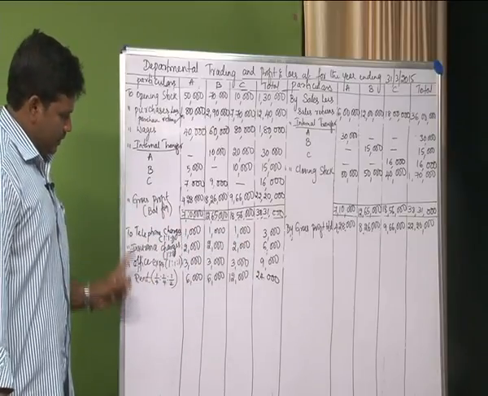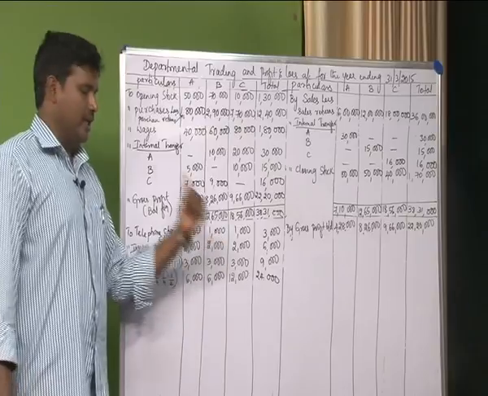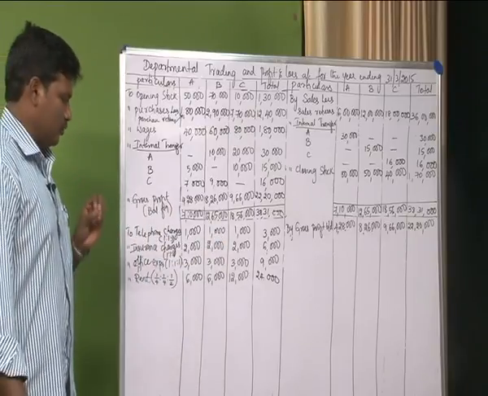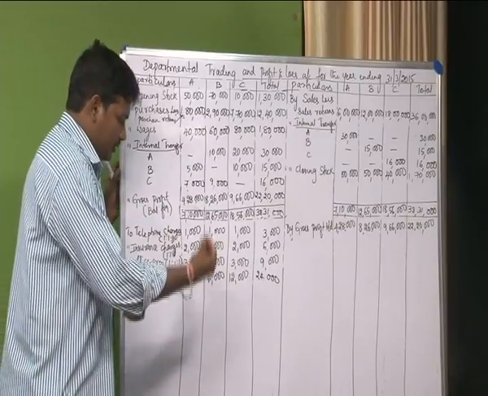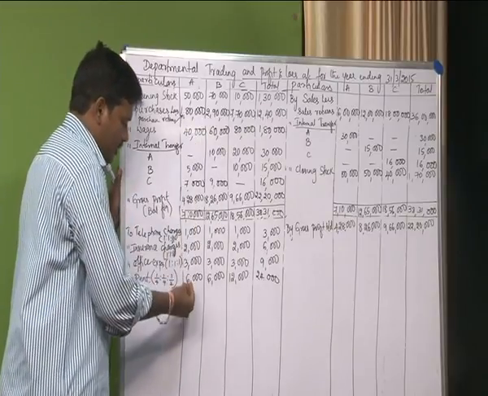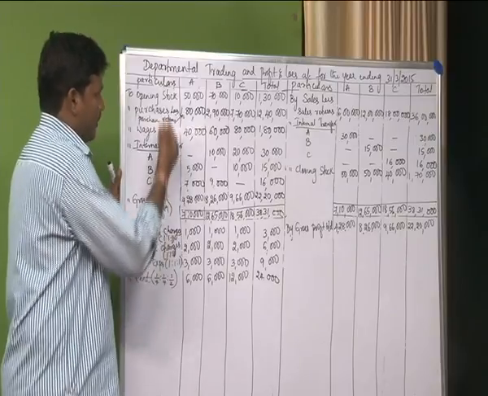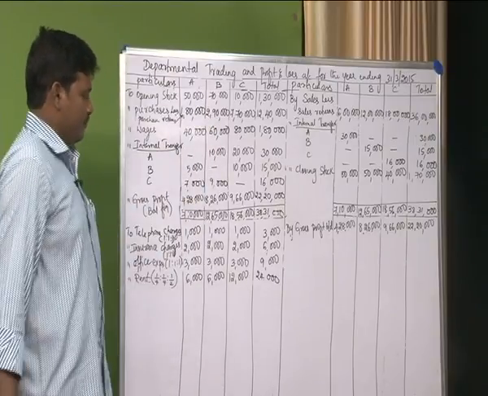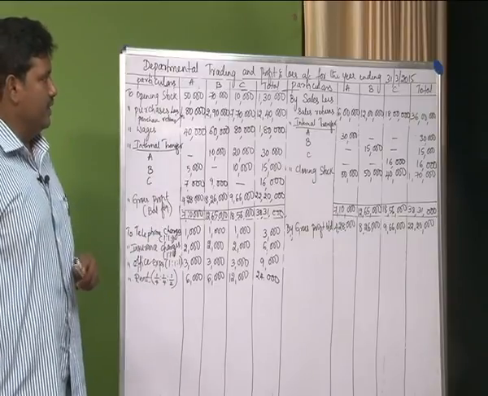Rent is 24,000, which is to be allocated in the ratio of space occupied, the area of floor space occupied. The space occupied by each department is 1/4 by department A, 1/4 by department B, and 1/2 by department C.